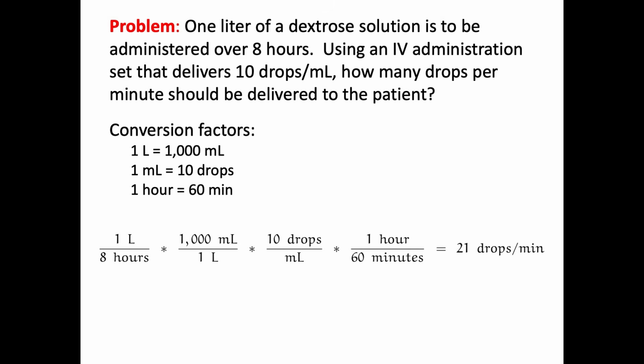So I'm going to multiply then by a relationship. For every 1 hour, there is 60 minutes. And again, I have 1 hour in the denominator because I need to cancel my hours. And hours is in the denominator at the start, so I needed 60 minutes over 1 hour so that the hours cancel. And what's left are drops per minute. So if you do the math straight across, you would get 21 drops per minute.